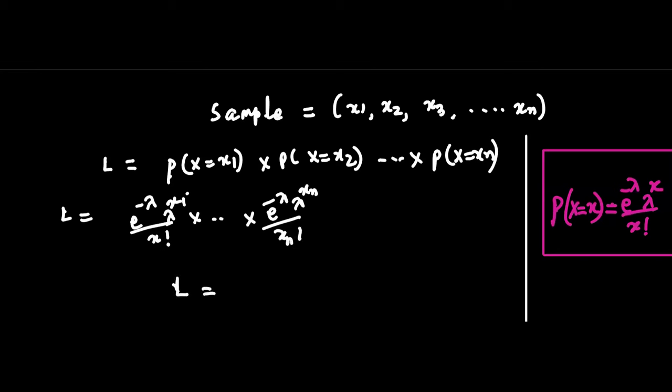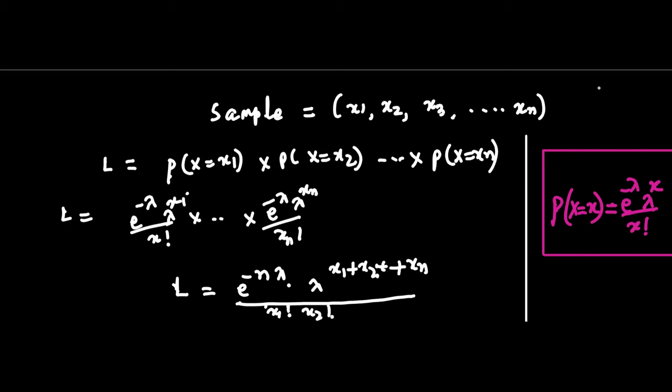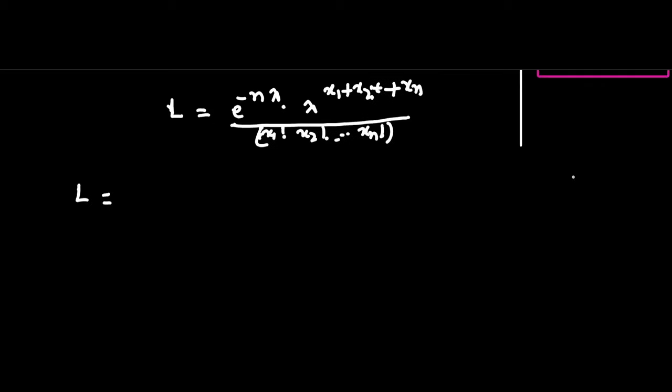And then L will be e power minus n lambda, lambda power x1 plus x2 plus xn. I can write summation xi, divided by all this factorial. They will not contribute, okay? Because we'll find the max value. I will take log. If I take log, log of the first one will be minus n lambda. Now, let me take A as summation xi and B as all the factorials, x1 factorial to xn factorial. This B is not required.